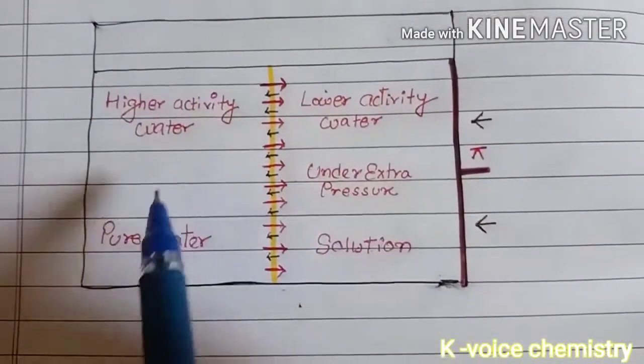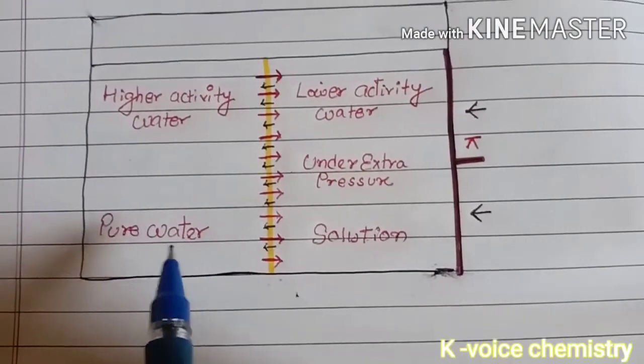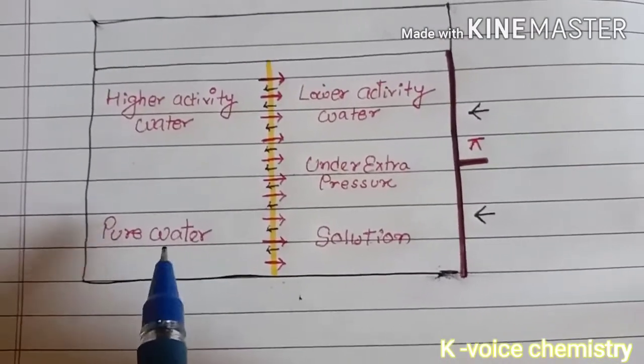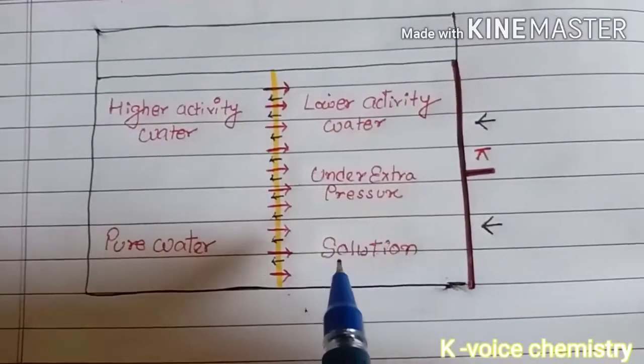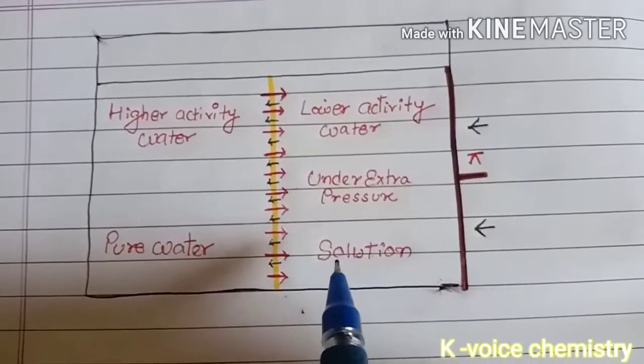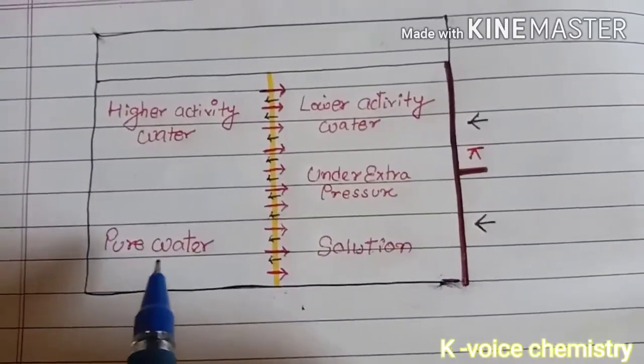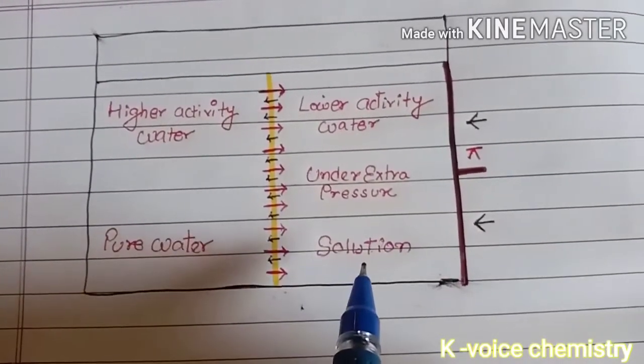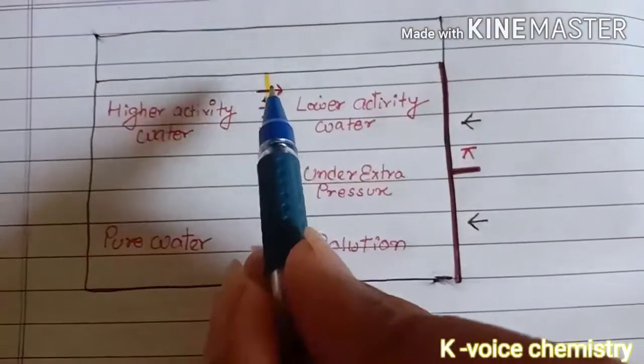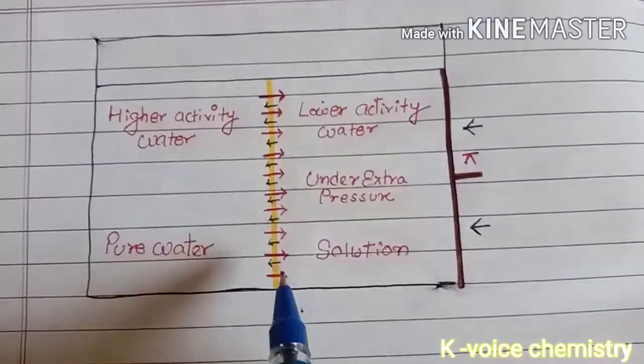As you can see here, it is pure water, that is, it is a solvent. Okay, pure solvent, and this is a solution. These are two components. This is the pure solvent and this is a solution. And in the middle we can see this is a semi permeable membrane.